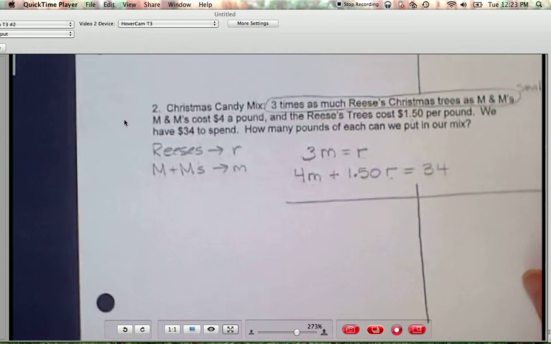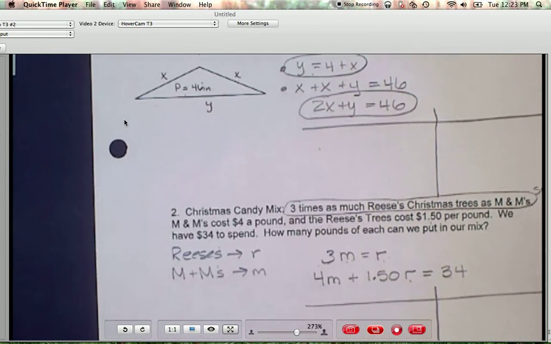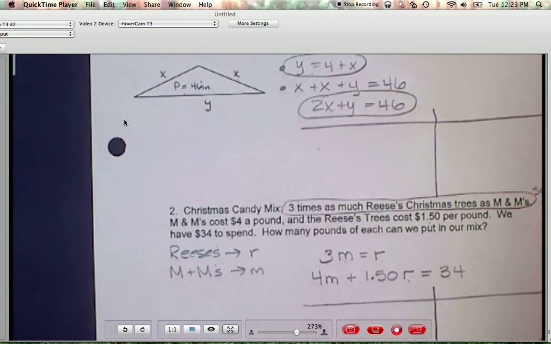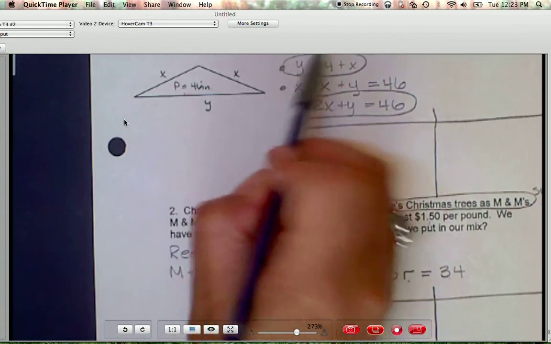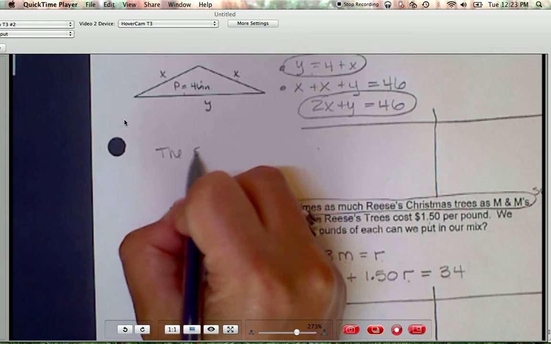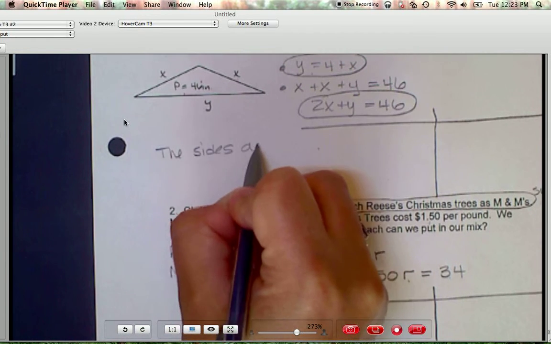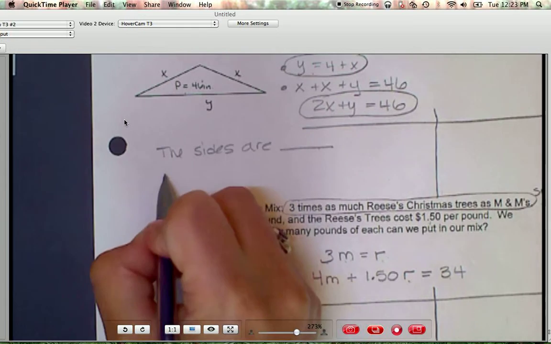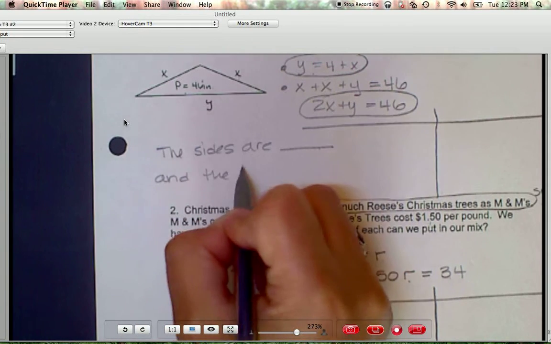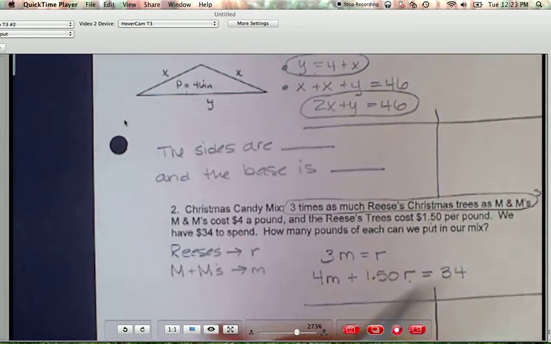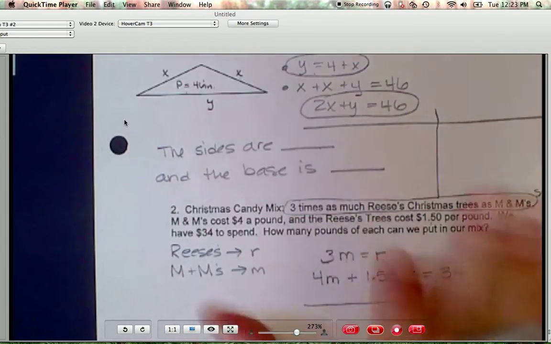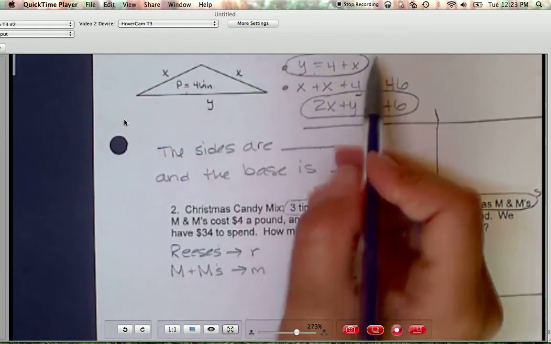Now when you do this, at the end, since these are word problems, here's my rule of thumb. If it begins in words, it needs to end in words. So if it says find the length of the sides and the base, the sides are blah and the base is blah. Okay? So I just wrote into your chart. But when you're all done, you need to write a sentence.